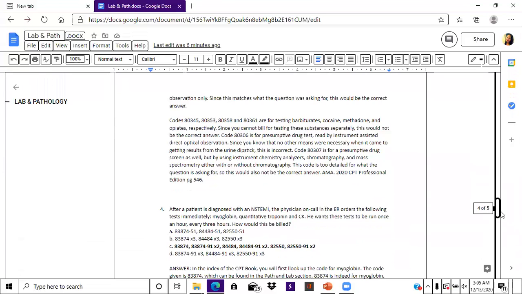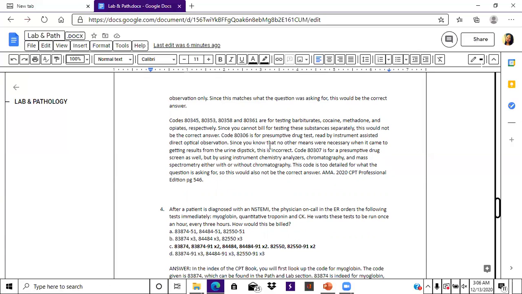Again, I'm going to give you guys the reason why it's not the answer. So codes 80345, 80353, 80358, and 80361 are for testing barbiturates, cocaine, methadone, and opiates respectively, meaning this is what we're asking for. But since you cannot bill for testing these substances separately, this will not be the correct code.